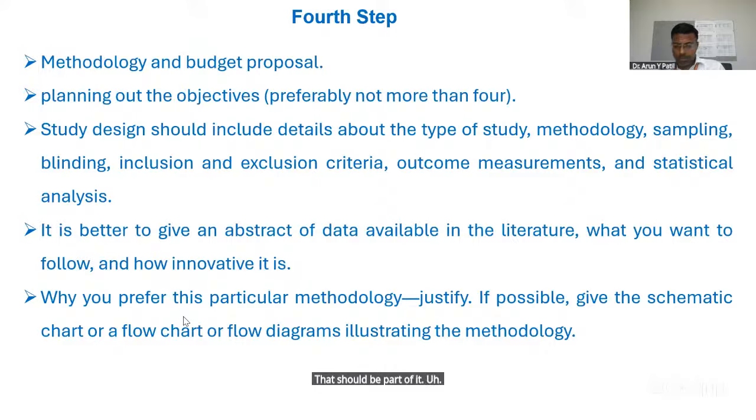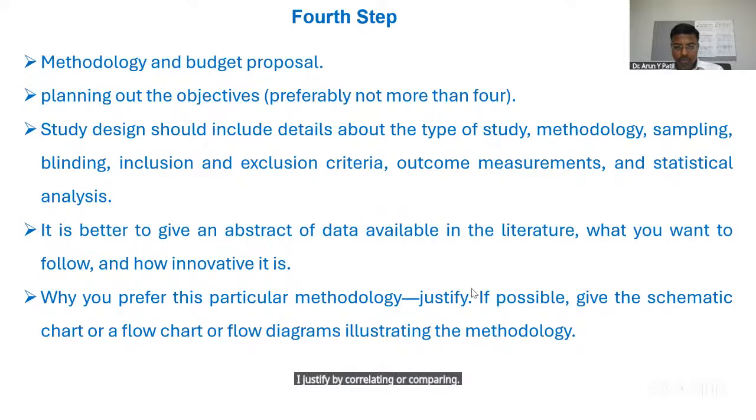Why you prefer this particular methodology? You have to justify. As I said, there might be many other ways to solve this. We are currently solving through simulation, right? So you have to justify that by adding one more methodology, either experimental or analytical. I justify by correlating or comparing.